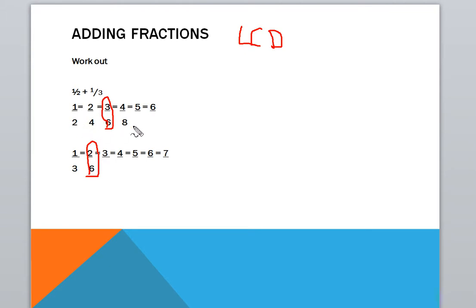It's the lowest number that's in that list, which is also in that list. 2 is lower, but it's not in that list. 3 is lower than 6, but it's not in that list. 6 is the lowest number in both lists. So 6 is the lowest common denominator. And look what that means. That means that 1/2 is the same as 3/6, and 1/3 is the same as 2/6.